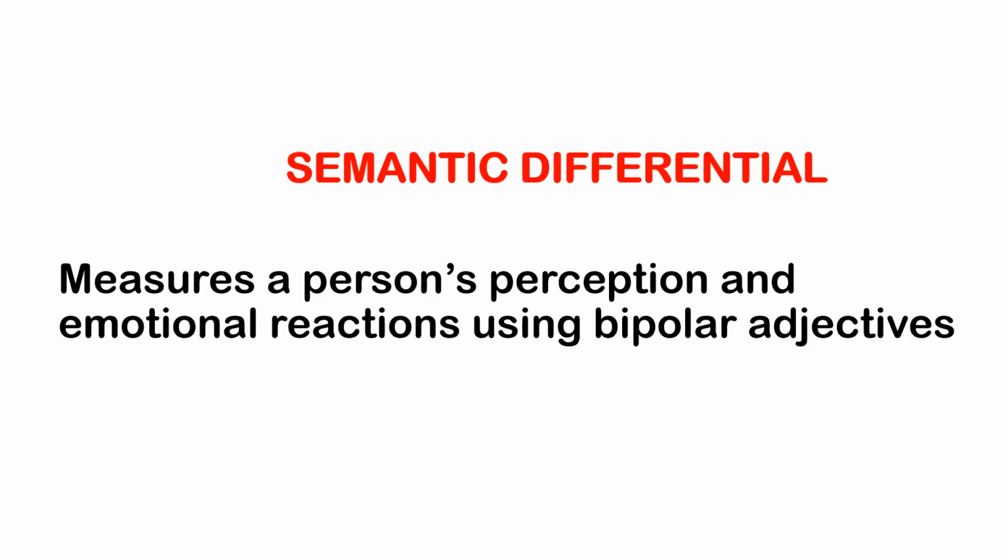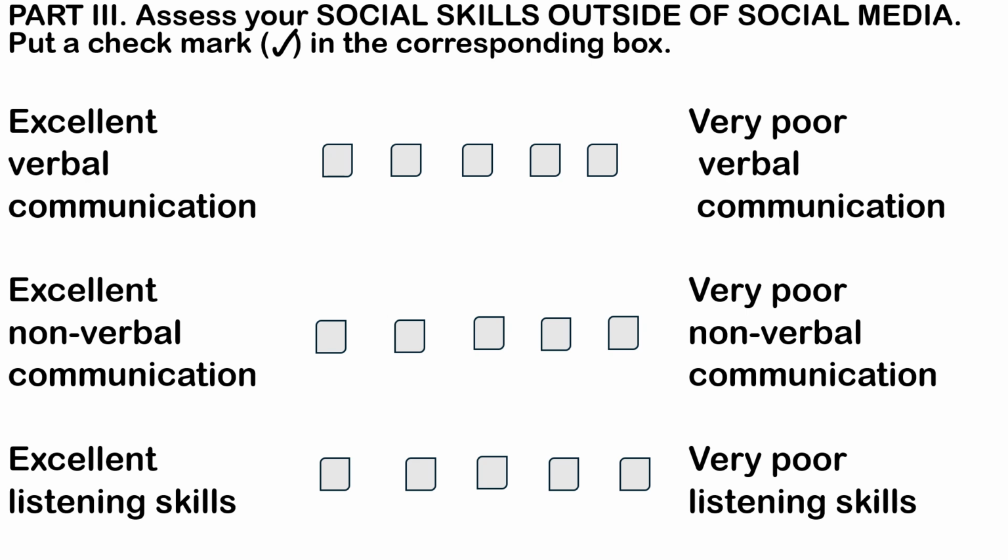Another type of questionnaire items is semantic differential. This measures a person's perception and emotional reactions using bipolar adjectives, such as happy, sad, excellent, very poor, many, few, and so on. For example, item number 1, excellent verbal communication at one end, and very poor verbal communication at the opposite end. Then, the respondents simply check their rating of their own verbal communication. So the same thing is true for item number 2, number 3, and all the other items.